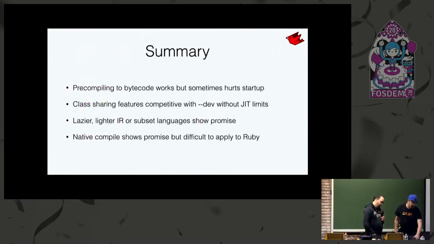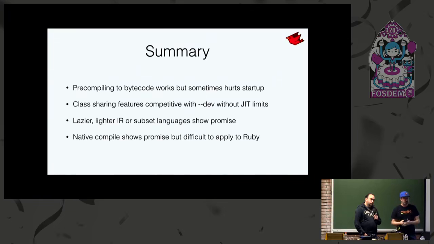So wrapping up here, precompiling to bytecode works, but it generally is hurting startup right now. Clearly a prerequisite for doing a native compile, so that'll be the next step to try that out. The class sharing features are looking very good these days. Running AppCDS on JDK 13 is probably the fastest startup for JRuby at the moment. We're going to continue playing with mixing these different options together, but CDS looks good.